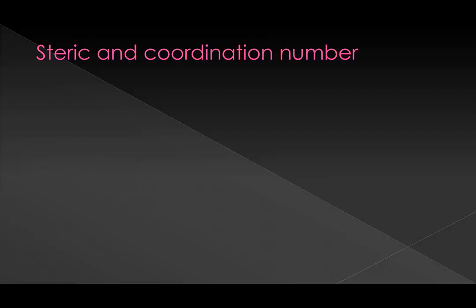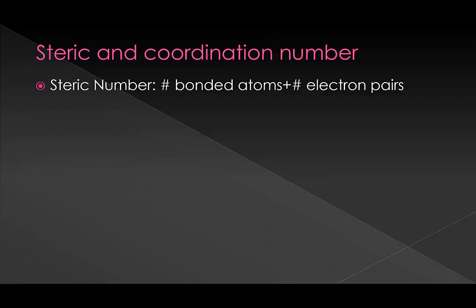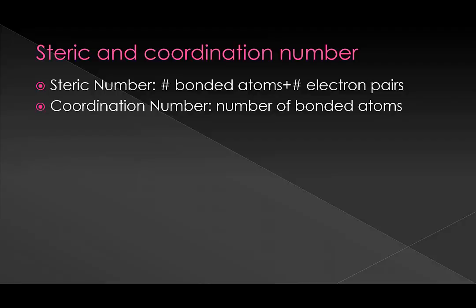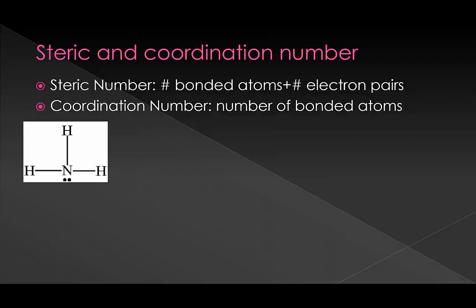So first off, steric and coordination number. Your steric number is the number of bonded atoms and your number of electron pairs. So each atom that is bonded to the atom that you're talking about, and each lone pair counts as one. Meanwhile, your coordination number is just your number of bonded atoms. Now to get these, you obviously need to draw the Lewis structure first, or you would have no idea. In this case, I'm just going to give you the Lewis structure. But remember, when you're doing this yourself, if you're just given the molecule, draw the Lewis structure first.